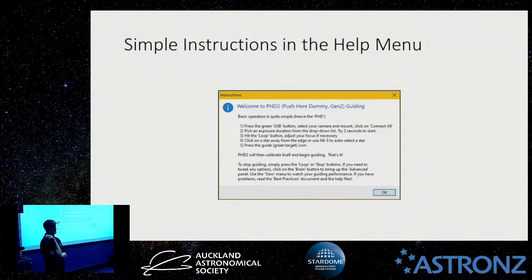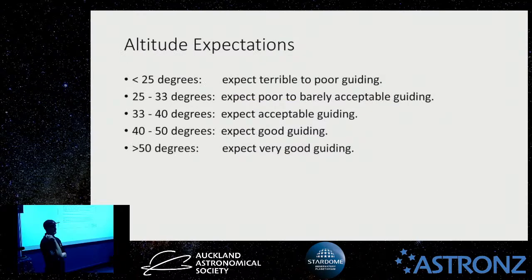Expectations. For the altitude of the target that you're imaging, less than 25 degrees, expect poor guiding. 25 to 33, poor to barely acceptable. There are a lot of targets in Auckland that are around about 33, so you know you're on the limits of guiding there.